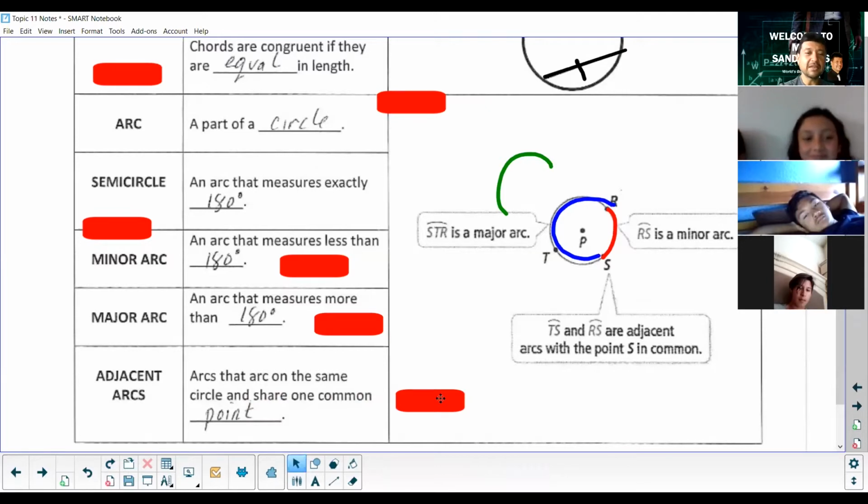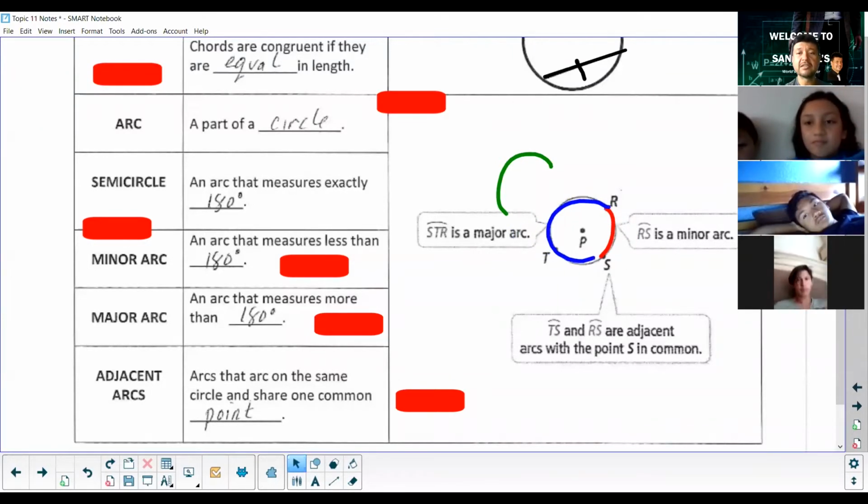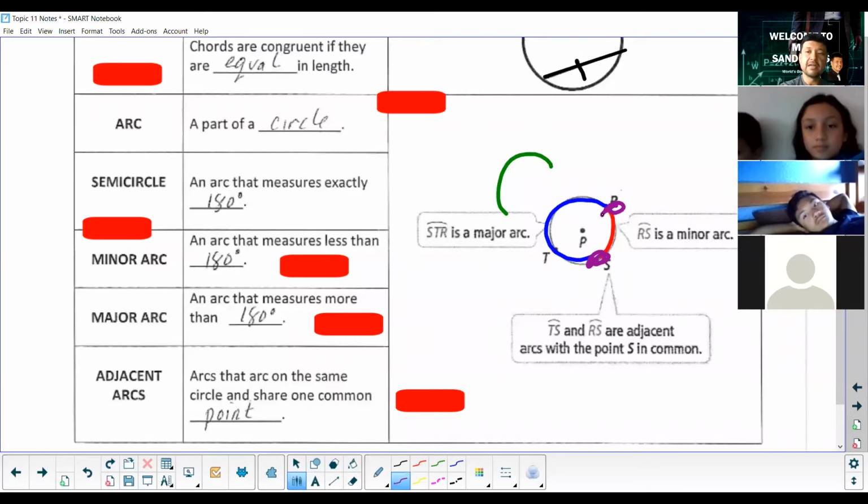So even though it doesn't look that well, does everybody see this blue and red one? These are considered to be adjacent arcs. If it was drawn perfectly, the thing you'll be guaranteed is that these will be touching right there. You see that? So they're considered to be adjacent arcs in this case.